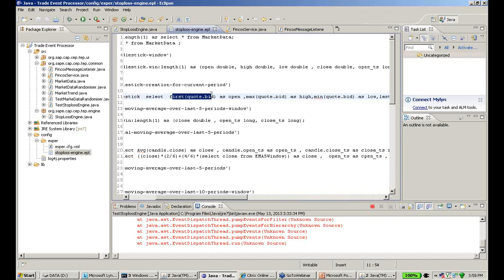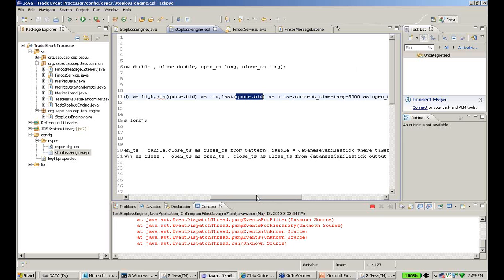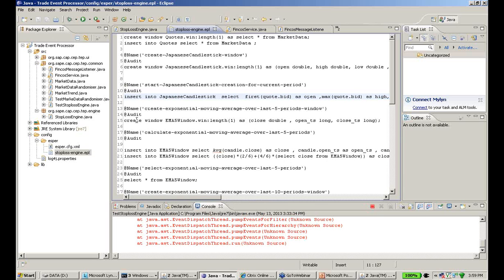From those first 5 events, we will call these aggregate functions. First of the events, so I'll get the first bid size. Max is the max of the bid size, and we call it high. First is the open, max is the high, min is the low, and last is the quote size. So with that, our Japanese candlestick would be formed every 5 seconds.